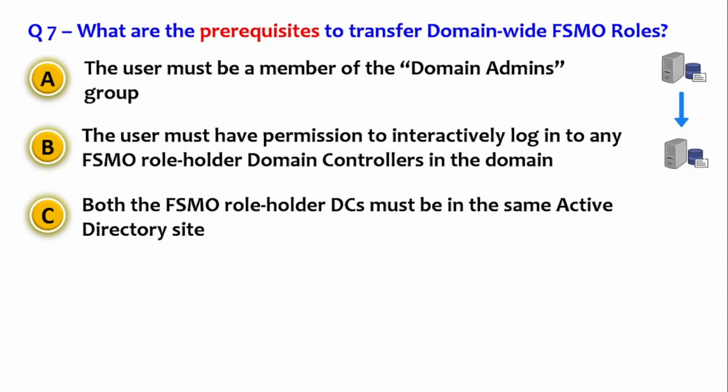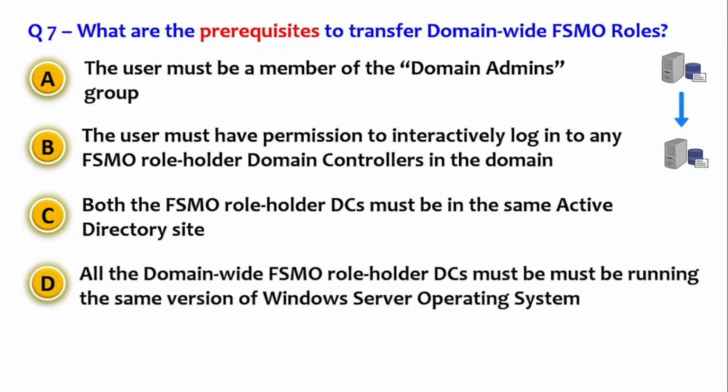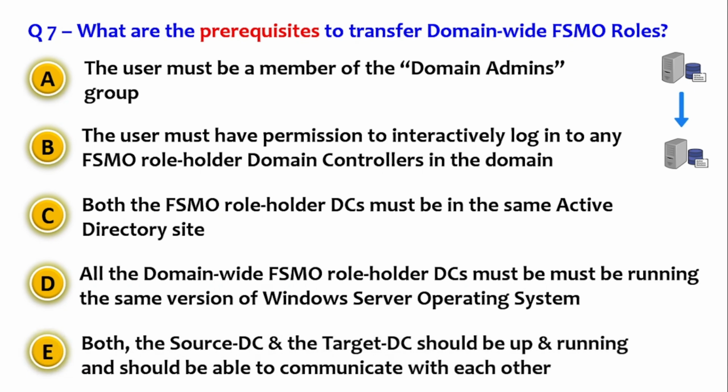C, both the FSMO role holder domain controllers must be in the same Active Directory site. D, all the domain-wide FSMO role holders must be running the same version of Windows operating system. And option E would be both the source domain controller and the target domain controller should be up and running and should be able to communicate with each other. So these are 5 options. And the question is, what are the prerequisites to transfer domain-wide FSMO roles?